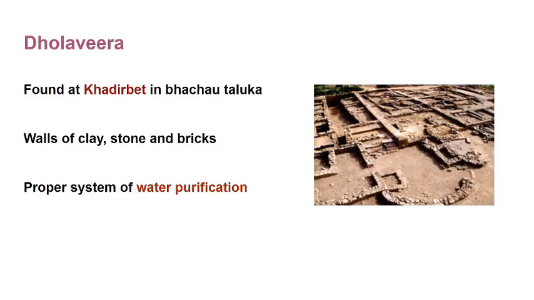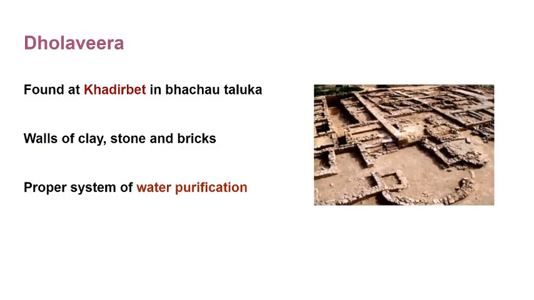21 human skeletons were found. Ornaments made of semi-precious stones, gold, etc. were found. And the multicultural society of Dholaveera Harappan city flourished for nearly 1500 years. And it is an exceptional example of urban town planning.